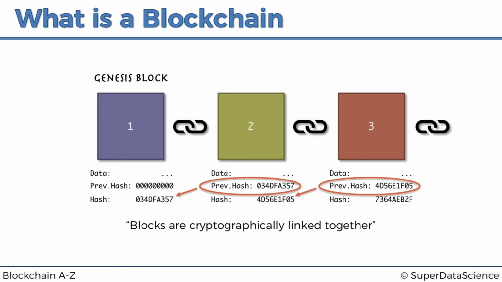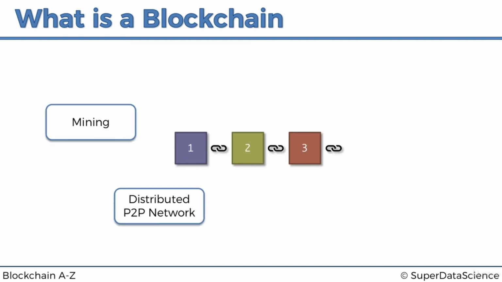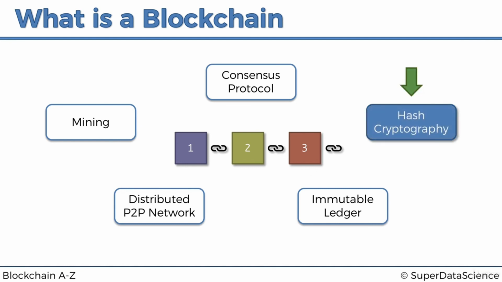All right, so that is a blockchain at a very, very high level, to get us started. There are many more concepts to blockchains. Things like mining, distributed peer-to-peer network, consensus protocol, immutable ledger, and hash cryptography. Right now, many of these might sound very alien or very confusing, and that's totally fine because we're going to go through them one by one in the coming tutorials and debunk all myths and understand exactly how everything works. And we're going to start in the next tutorial with hash cryptography.